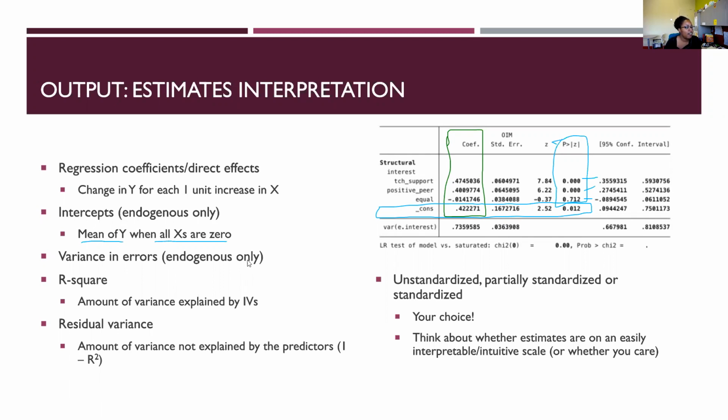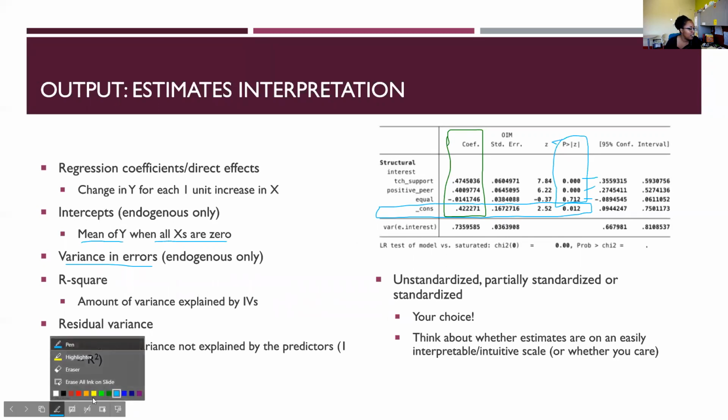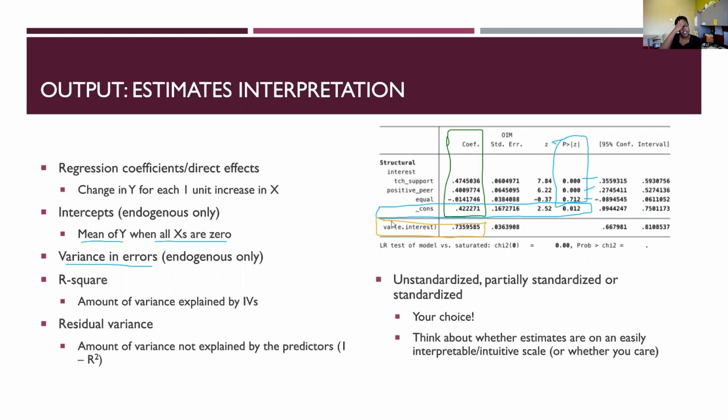Okay, next we're going to have our variance and our errors. So this is something that exists in regression, but we don't usually report it. So this is this number, let me change to a different color here. This number right here is the variance in the error term for, I should have put it in red because of how we were doing our errors before. This is the variance of the error term for interest. Okay, so this number isn't usually very interesting on its own, but that's what that is.